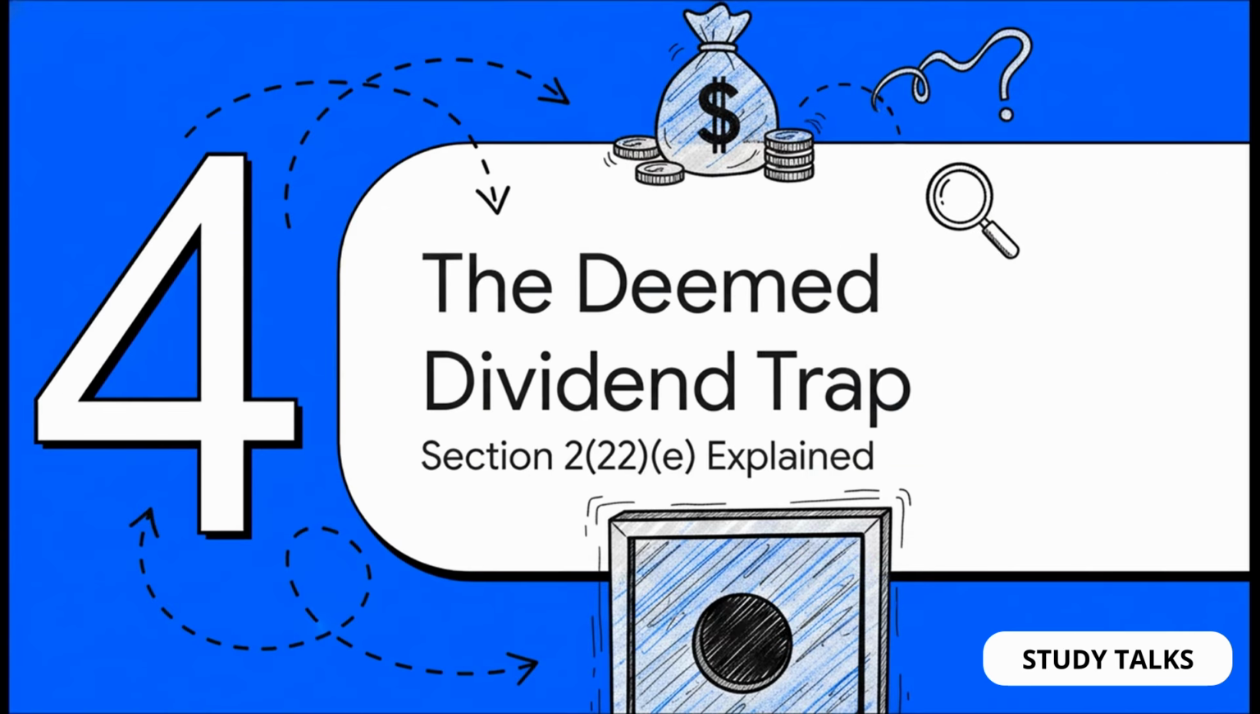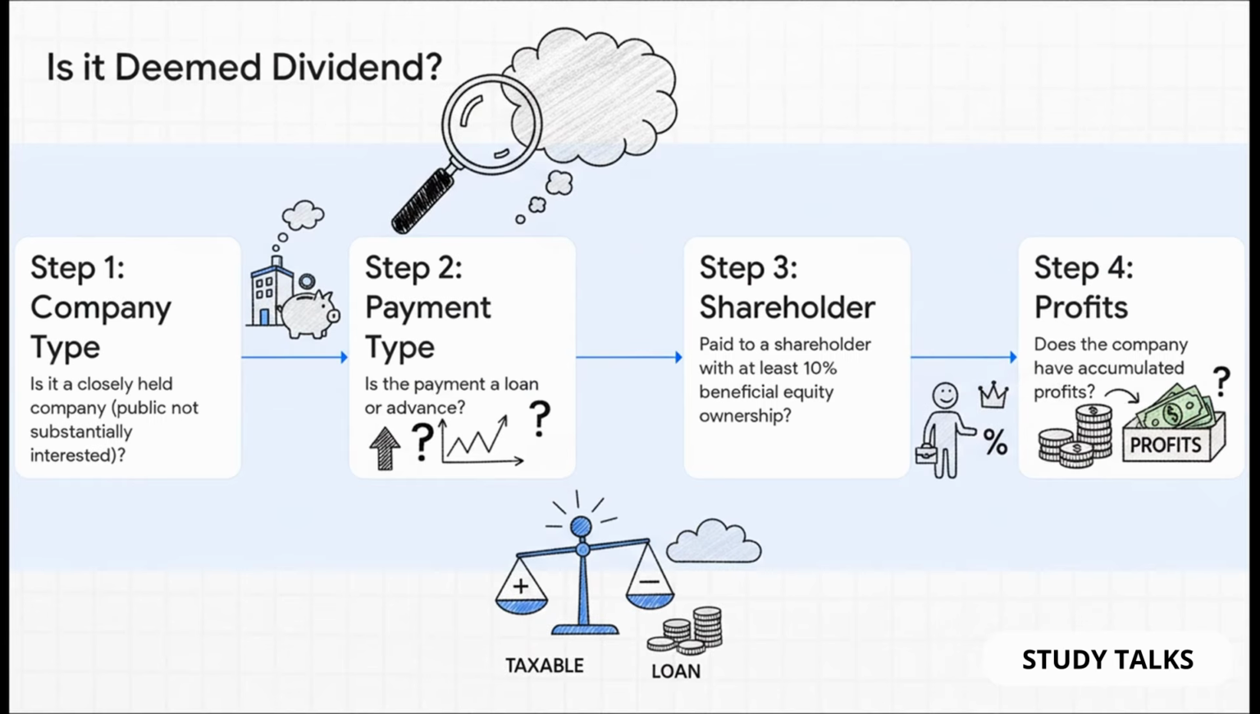Okay, everyone, eyes and ears on me. Pay close attention. Listen carefully because this is where a lot of students lose marks. Section 4, the deemed dividend trap. We're talking Section 2(22)(e). This is a classic exam problem. Here's your 4-step checklist. Is it a closely held company? Is it a loan or advance? Is it paid to a shareholder with at least 10%? And does the company have accumulated profits? If you tick yes to all 4, boom, you have a deemed dividend.